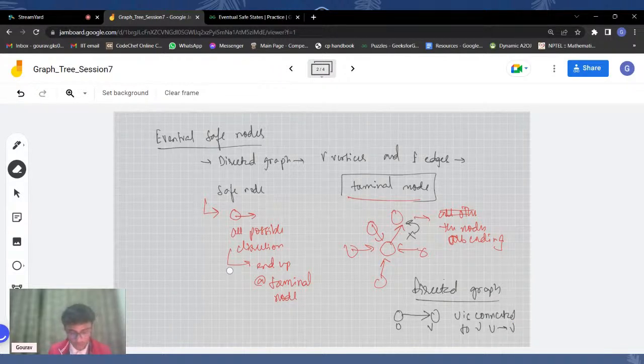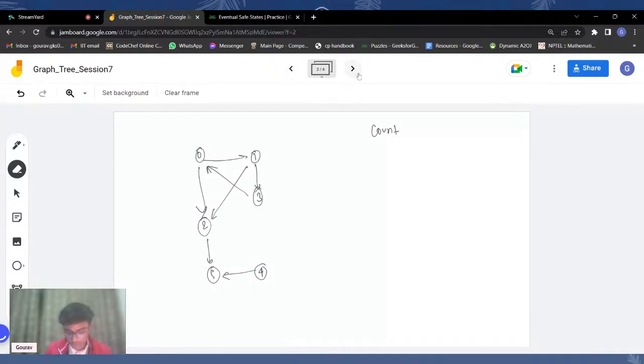The question is basically saying that we have to find the count of those nodes which are safe. Or in fact, not just the count, we have to also output them as well. We have to output them in ascending order.